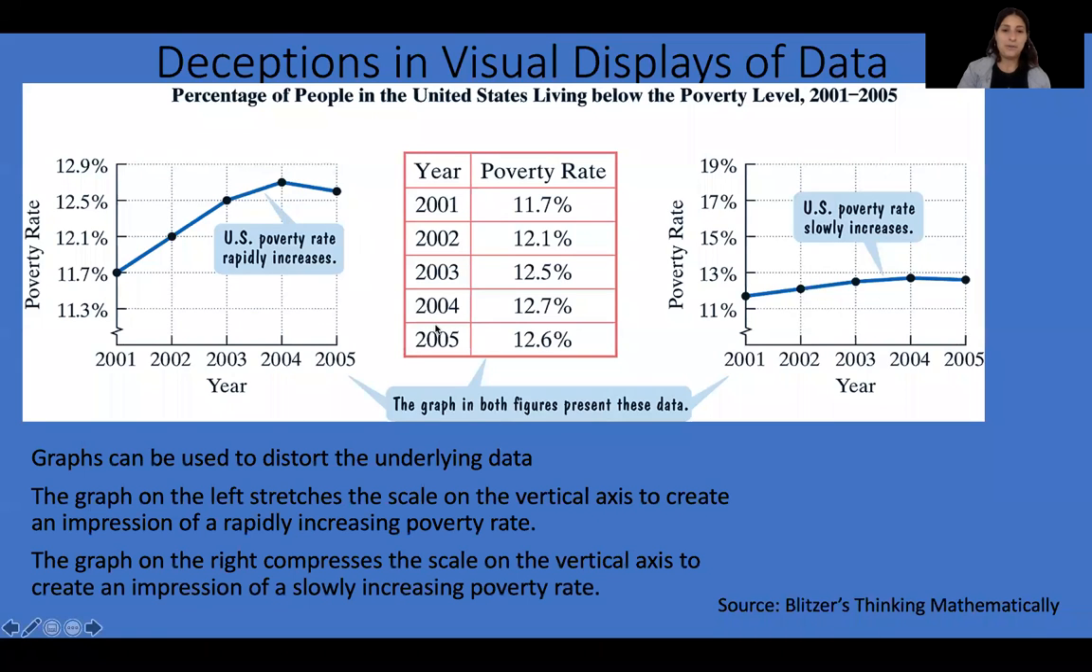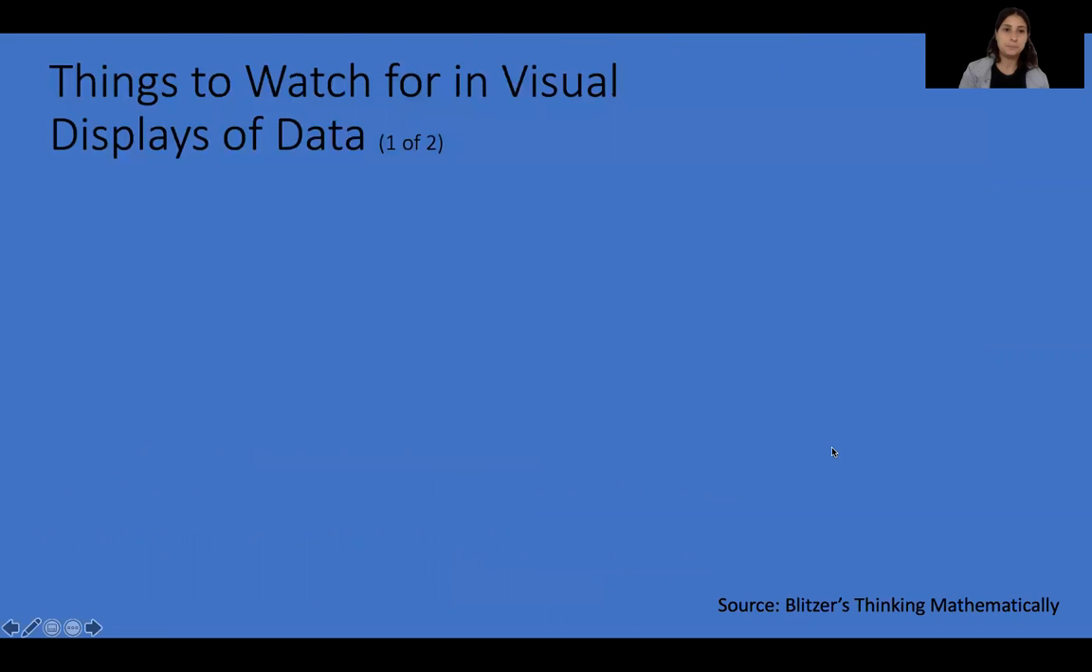The graph on the left stretches the scale on the vertical axis to create an impression of a rapidly increasing poverty rate. Notice here the scale is going by 0.4%, whereas the graph on the right compresses the scale on the vertical axis to create an impression of a slowly increasing poverty rate. Here, our vertical scale is going by 4%. So we see a very different picture depending on which graph we look at.